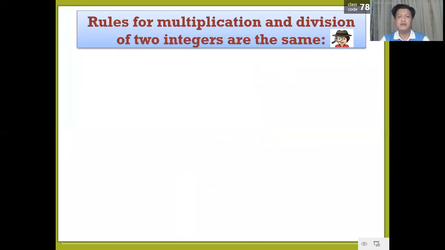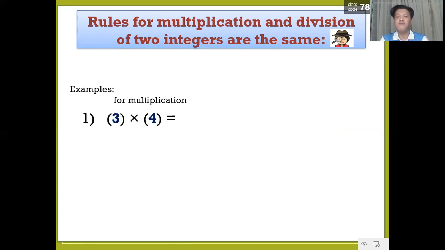Okay. So with that, let's define. So kung mapapansin natin, di ba, ang rules for multiplication and division of integers are the same. Okay, so meaning to say, examples for multiplication, we have 3 times 4. The product of these two integers is 12, or that is a positive 12. And the rule used of this given example 1 is positive multiplied to positive. The product sign is always positive.